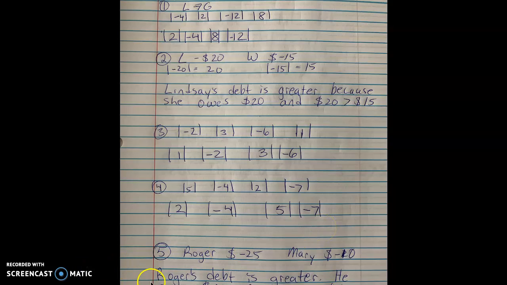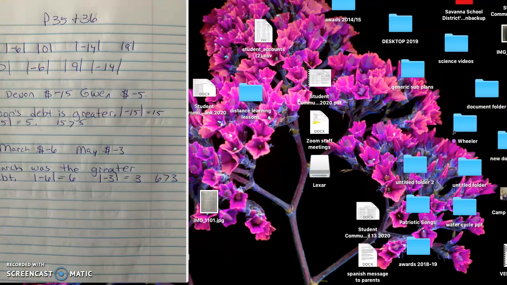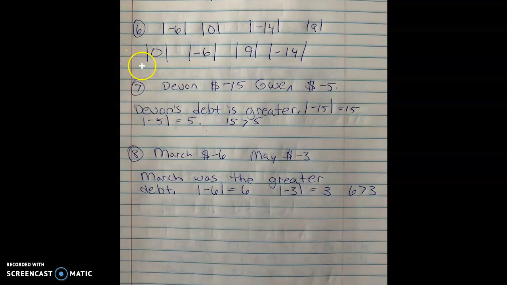On question number 5, Roger's debt is greater because he owes $25, Mary owes $10, and $25 is greater than $10. And again, debt is absolute value. Question number 6. Putting these in order from least to greatest, I've got 0, 6, 9, 14, and then I put back the absolute value signs and the negative signs. Question number 7. Devon's debt is greater because $15 is greater than $5. And remember, debt is absolute value.